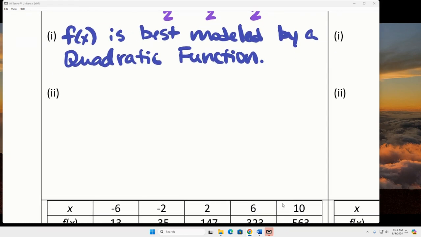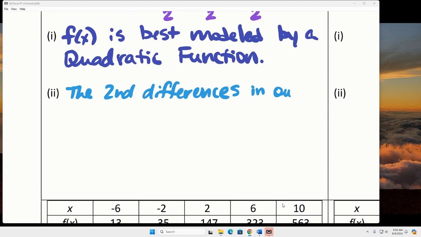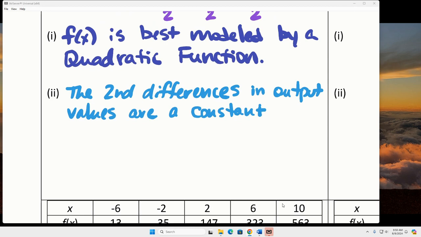So let me show you exactly the best way to write this. It is because the second differences were the same. So we would start off with the second differences. Were they the differences of the input values, or the differences of the output values? The outputs. You have to say that in output values. Are a constant. And I like to go ahead and tell what the constant is. So we're going to say a constant 2.